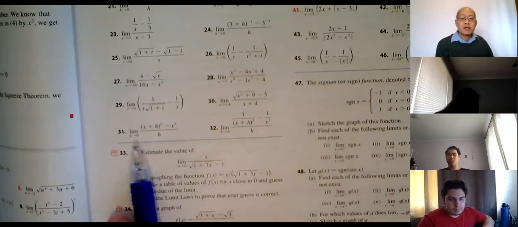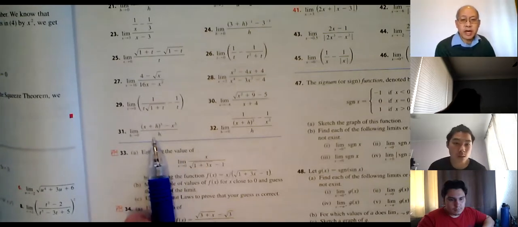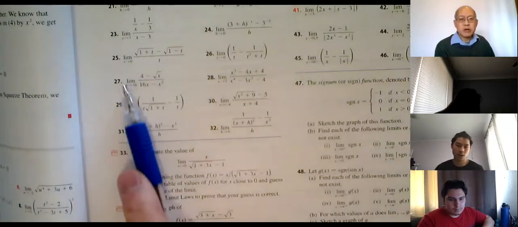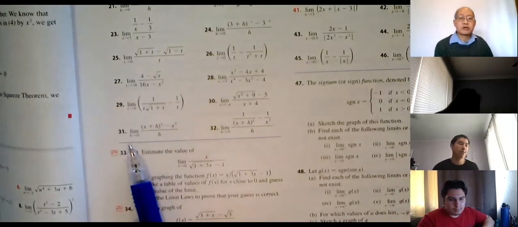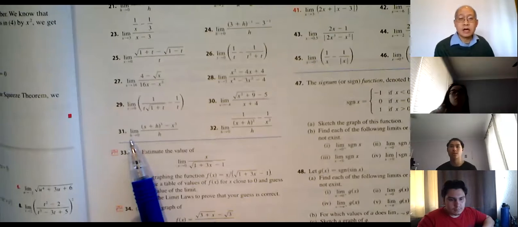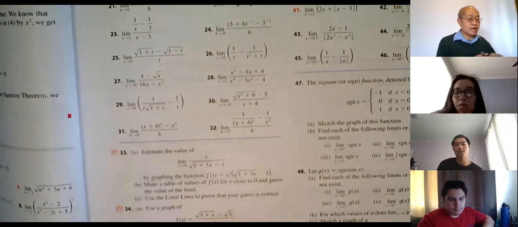Okay, so 31: the limit as h approaches 0 of (x plus h) cubed minus x cubed, all over h. In case you're wondering, you may notice it looks like we're approaching 0 quite a bit. That's true. We're going to be doing derivatives shortly. You don't have to write that down. We'll get to that later.